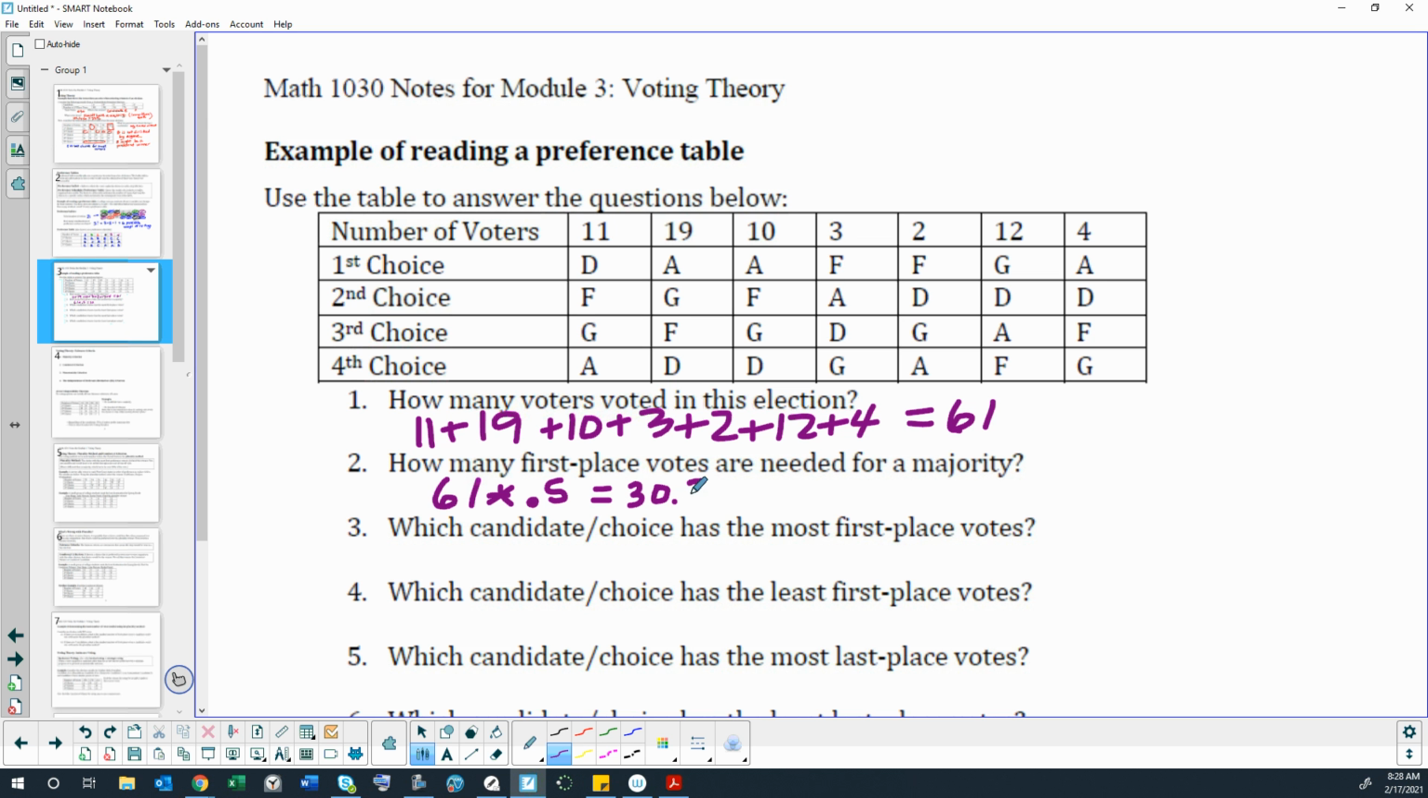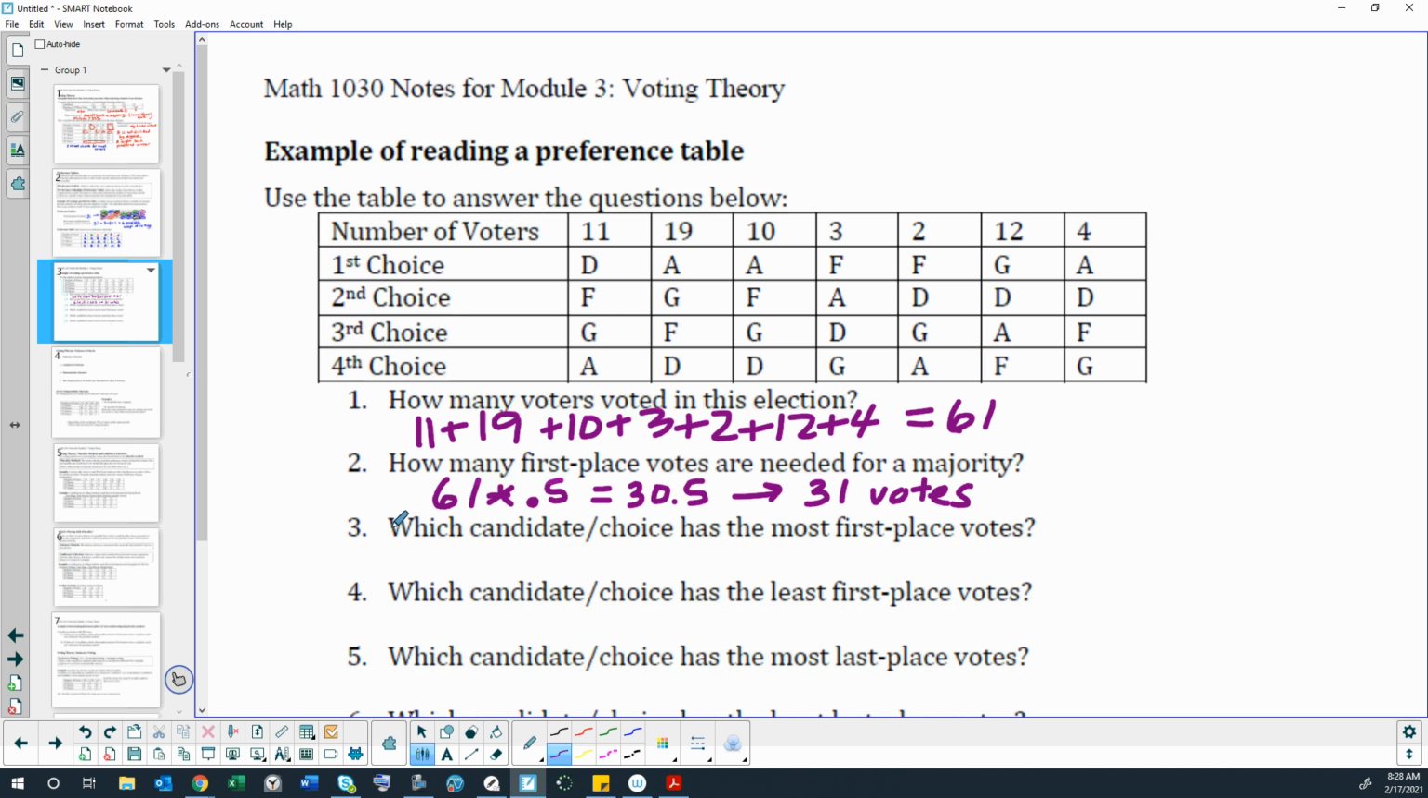And we're not going to have half a vote. But that's okay because we also need it to be a majority. We need it to be higher than 50%. So to make that higher than 50%, it needs to be 31 votes for a majority. Because 30 votes would actually be less than 50%, right? Does that make sense? You understand how to figure out how many are needed for a majority?